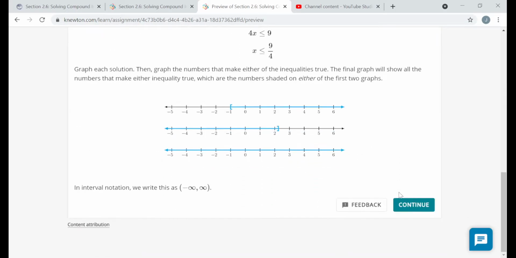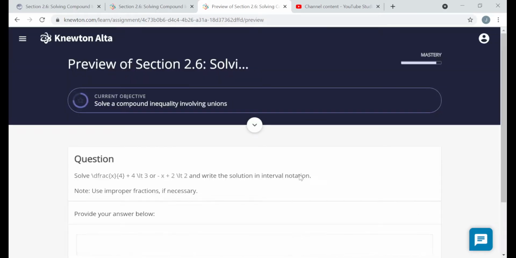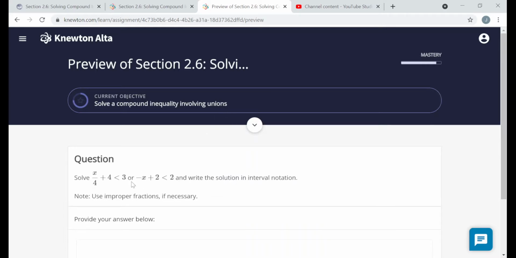And again, they go through the explanation. All right. So it looks like I got one more. Right, one more question involving unions. So again, I'm going to write it out and do it on a separate sheet of paper.